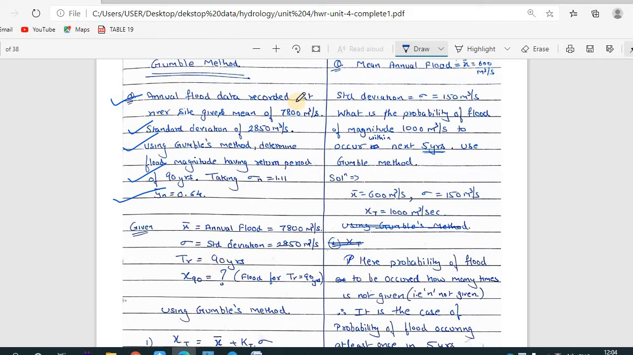First we'll write all the given parameters. So x bar, which is the annual flood mean, is given as 7800 meter cube per second. Sigma is the standard deviation, 2850 meter cube per second. Tr is your return period, given as 90 years, and we need to calculate the flood magnitude for 90 years, that is x90.